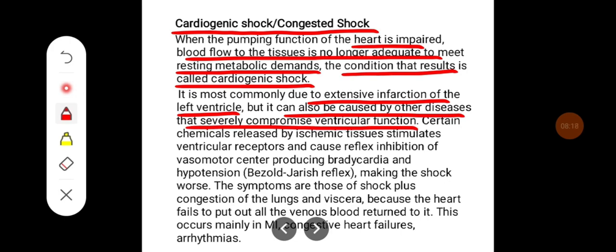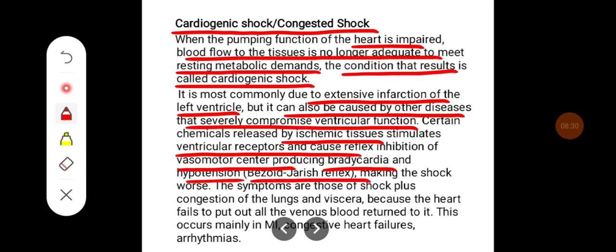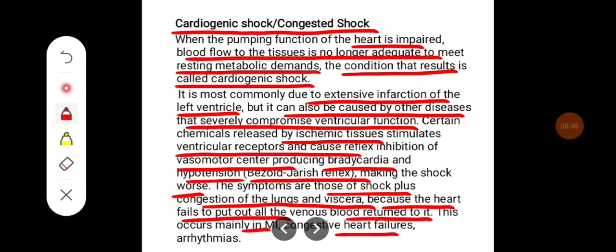Certain chemicals released by ischemic tissues stimulate ventricular receptors and cause reflex inhibition of the vasomotor center, producing bradycardia and hypotension, which is called the Bezold-Jarisch reflex, making the shock worse. The symptoms are those of shock plus congestion of the lungs and viscera because the heart fails to pump out all the venous blood returned to it. So this occurs mainly in myocardial infarction, congestive heart failure, and in arrhythmias.